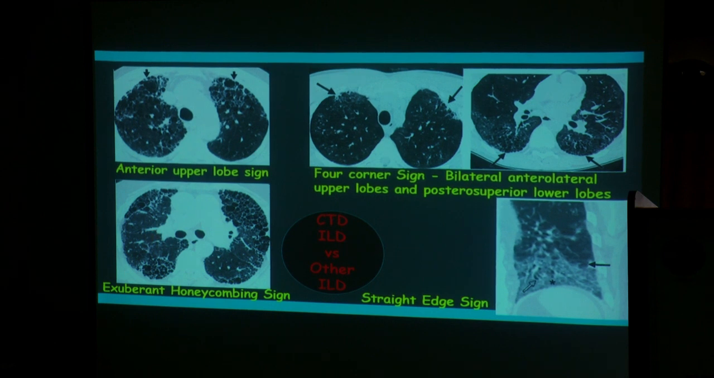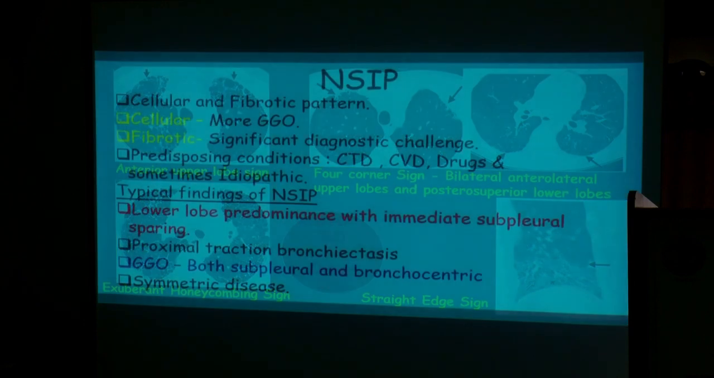Now this is exuberant honeycombing. Honeycombing itself is a poor prognostic factor, which is usually seen in the basal and subpleural location. When it is extensive and exuberant, you get to see it in the mid and upper zones also. Now this is the straight edge sign, which is more seen in the NSIP pattern. There is a clear-cut demarcation between the fibrosis, interstitial thickening and the normal lung. This is the straight edge sign. So the anterior upper lobe sign, four corner sign, exuberant honeycombing sign, and straight edge sign will give you a clue that it is a connective tissue disease related ILD rather than an idiopathic pattern, particularly in younger patients.